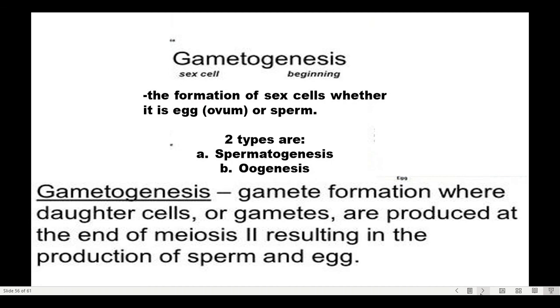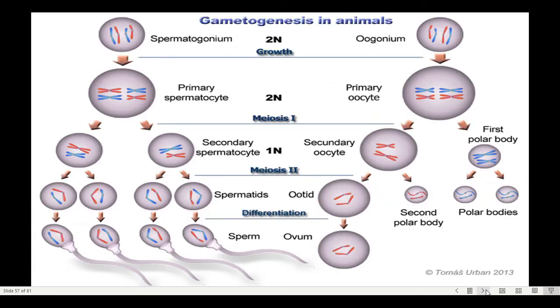So, gametogenesis is the general term for the formation of sex cells, whether egg or ovum in another term, and sperm, yung sa lalaki. Okay? So, ito yung makikita natin. Same yung nangyayari na process sa formation ng gametes both in female and male.